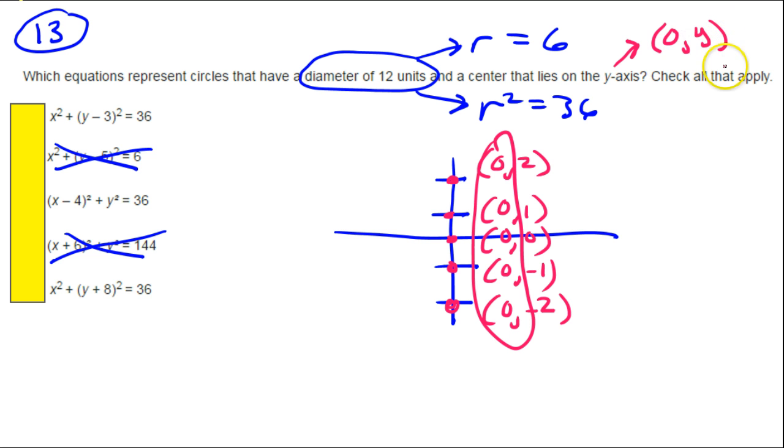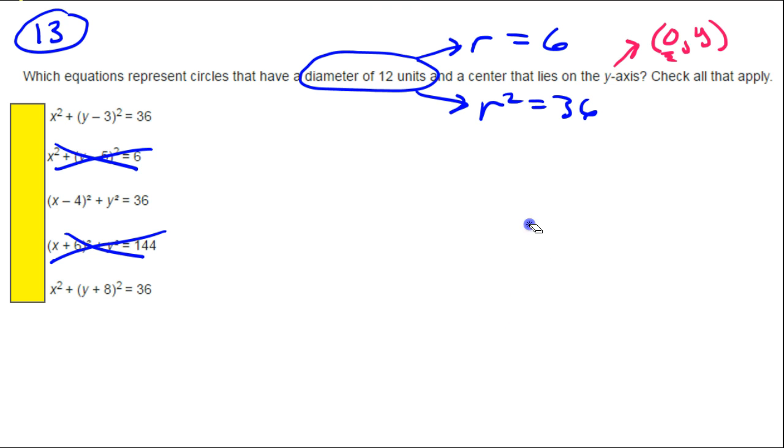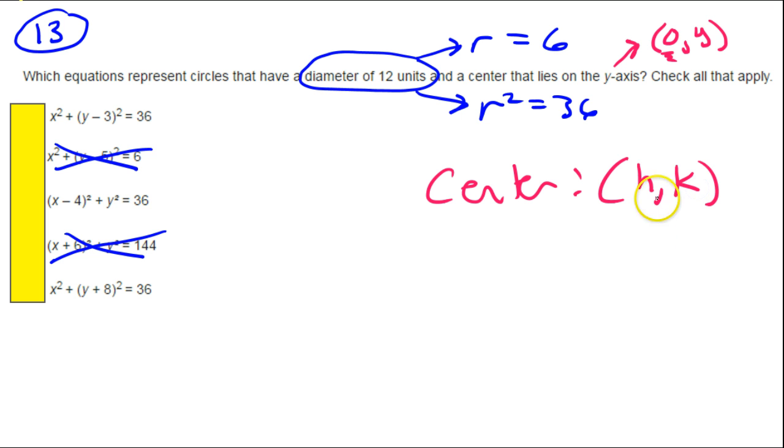All right, it's going to be 0, something, but it has to be 0. If the center is on the y-axis, when we talk about the center, we normally use the letters H and K to represent the center. But if it's on the y-axis, we know that the H part is going to be 0. So it'll be like 0, something.